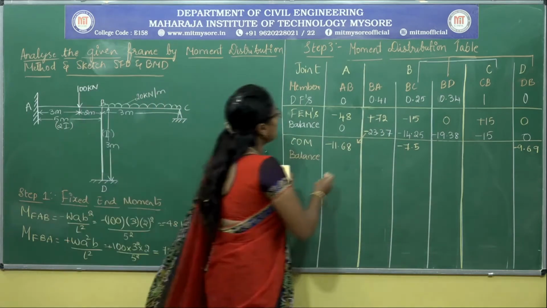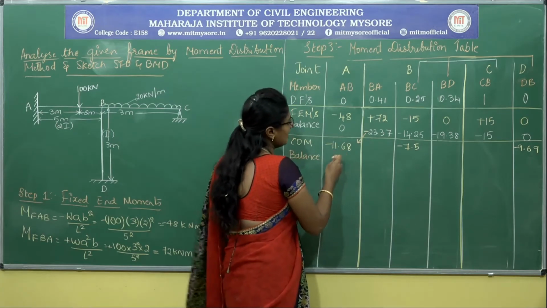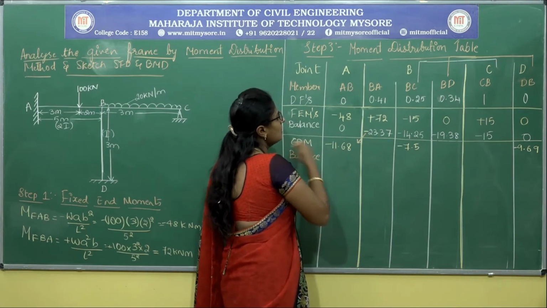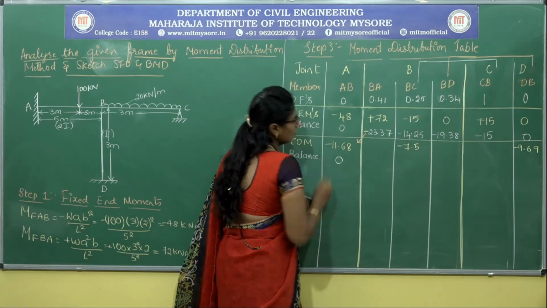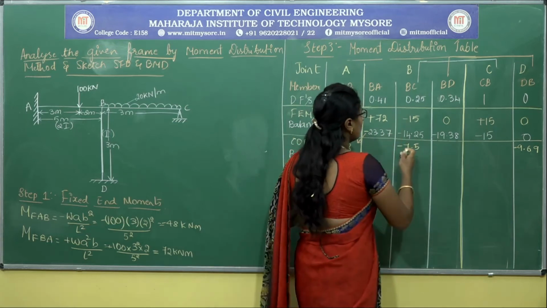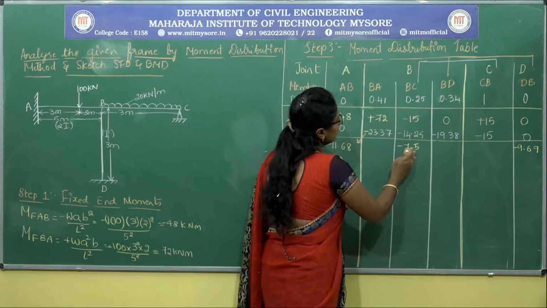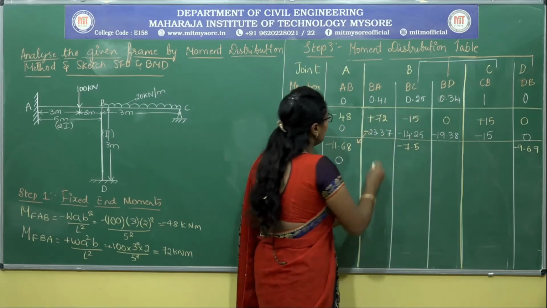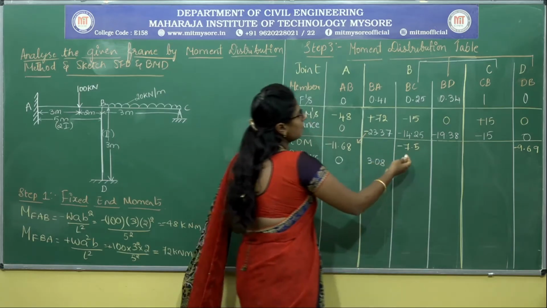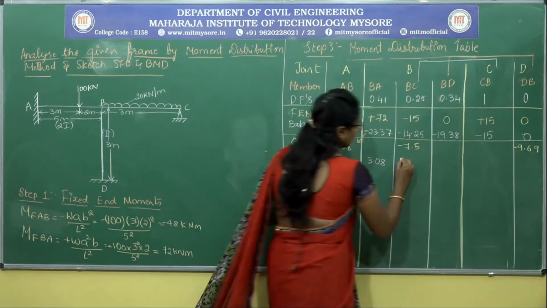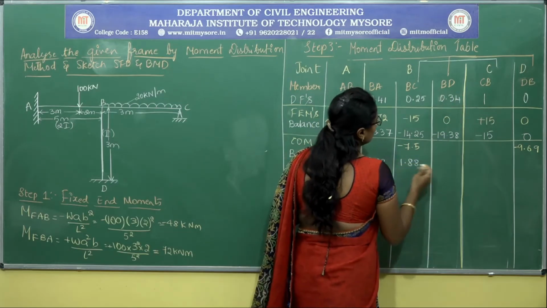Okay. To balance at joint A, you have minus 11.68 is the unbalanced moment. To balance this, it is plus 11.68 multiplied by 0 will give you 0. Then come for joint B, you have minus 7.5 is the unbalanced moment. To balance this, we consider 7.5 multiplied by 0.41 will give you 3.08. Then plus 7.5 multiplied by 0.25. Then plus 7.5 multiplied by 0.34.